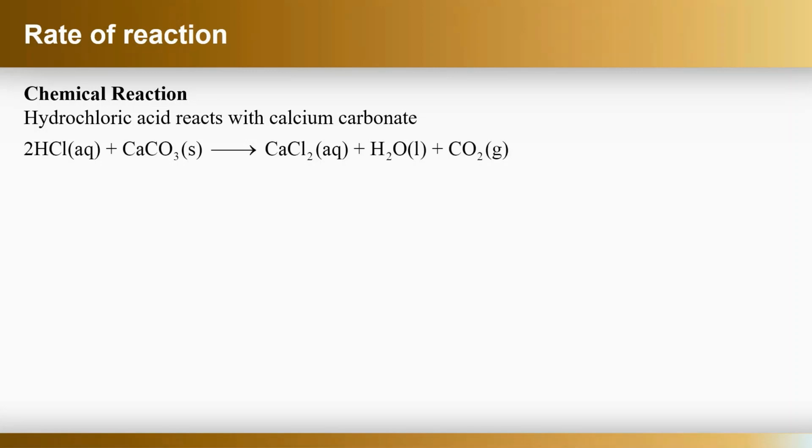Let's look at an example of a chemical reaction. For this example, it is a reaction of acid with metal carbonate, whereby salt, water, and carbon dioxide are produced. For this chemical reaction, there are two ways to measure the rate of reaction. First is to measure the mass reduced, and the second is the volume produced. So let's start with measuring the volume.